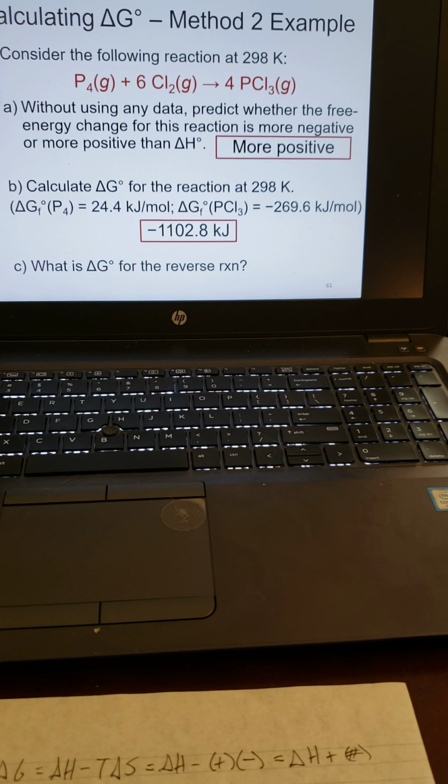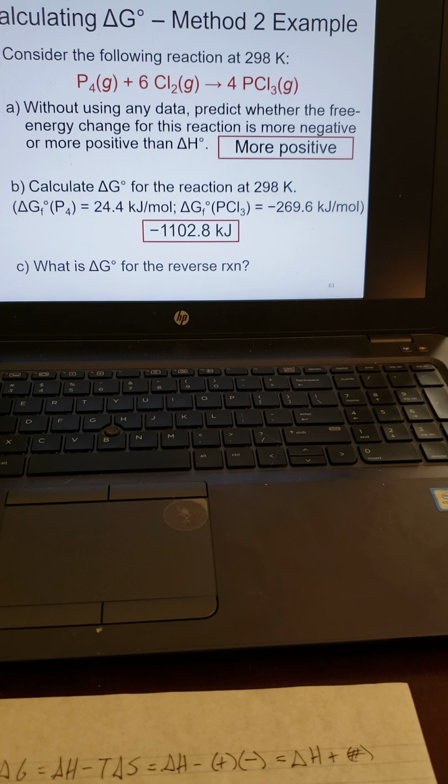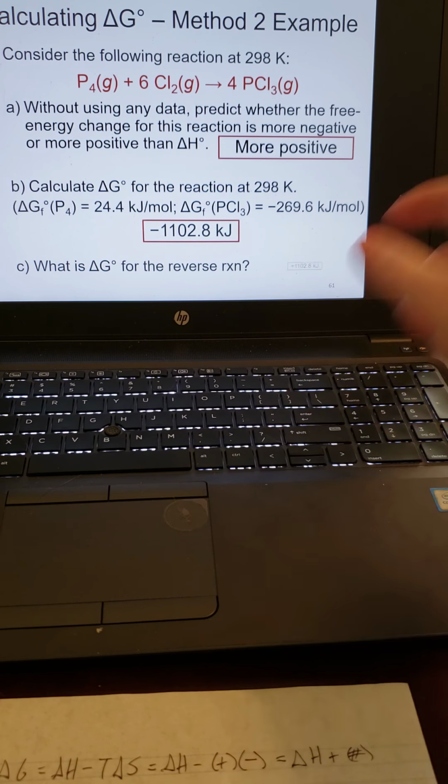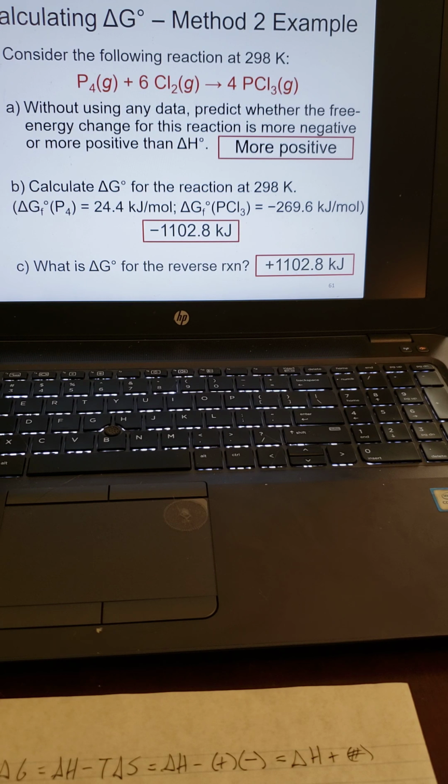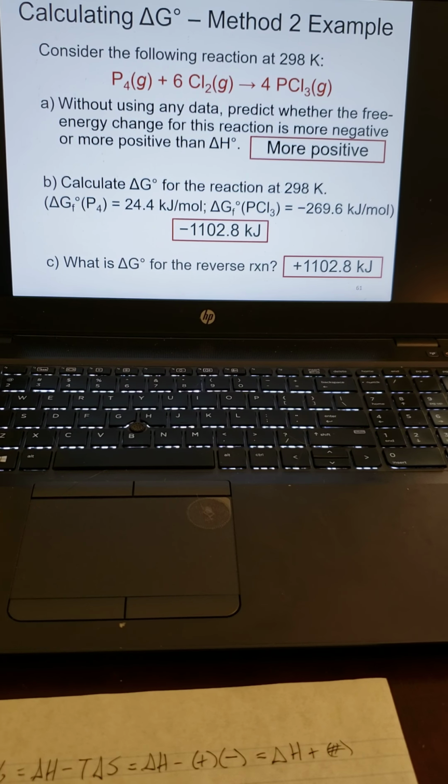What is delta G naught for the reverse reaction? Should it change numerically? Like from the actual number perspective? No, right? But the opposite of a spontaneous process is non-spontaneous, so it's going to be the exact same number, it's just going to be positive. So it'll be a positive 1102.8 kilojoules. Okay, so same number, just opposite in sign.